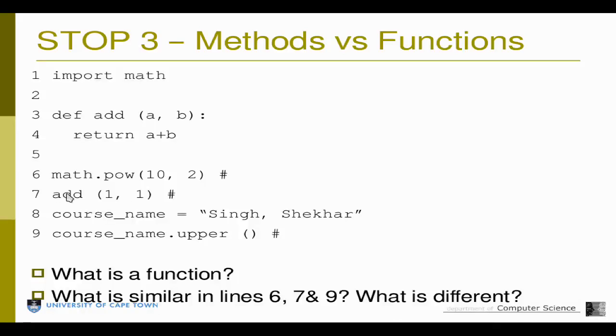In line number 7, we're invoking a user-defined function which we've defined between line number 3 and 4 here. But in line number 9, we are invoking that function on an instance of an existing class. In this case, our class is a string, right? And this is very important. The naming actually changes here, because upper is a function, yes, but the correct way of classifying upper is actually a method. So upper is a method.